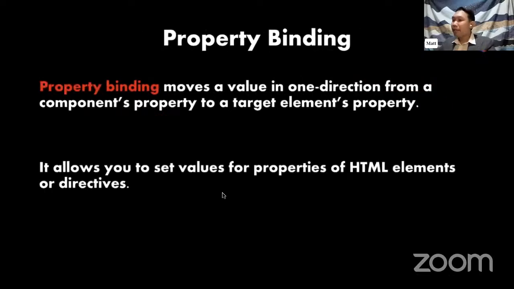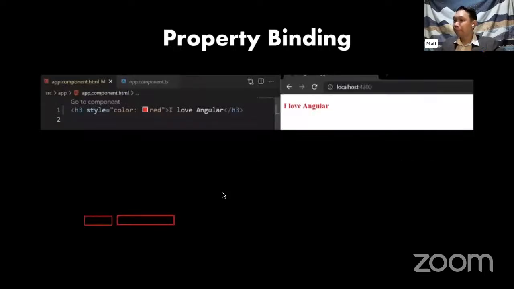Property binding moves a value in one direction from a component's property to a target element's property. If you've had experience with HTML and JavaScript, property binding is basically when you have a value in your JavaScript code and you want to use it in your HTML. That's how property binding works. It also allows us to set values for properties of HTML elements. Okay. And in order to understand this more, I'll give you an example.